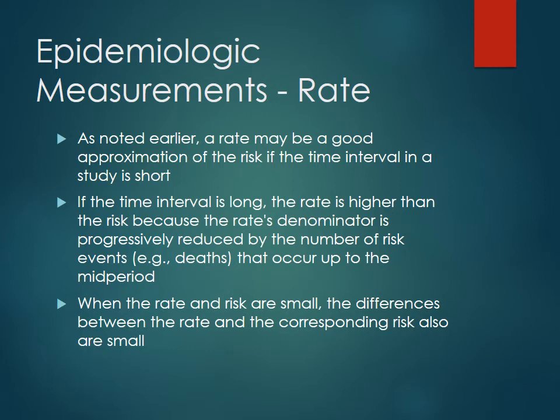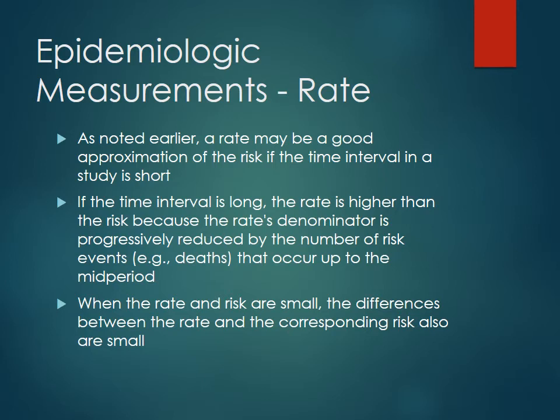So as noted earlier, a rate may be a good approximation of risk if the time interval in the study period is short, because again, our denominator should be relatively close to one another versus if we're looking at a longer time frame. If the interval is long, the rate is going to be higher than the risk because the rate's denominator is progressively reduced by the number of people at risk going down.